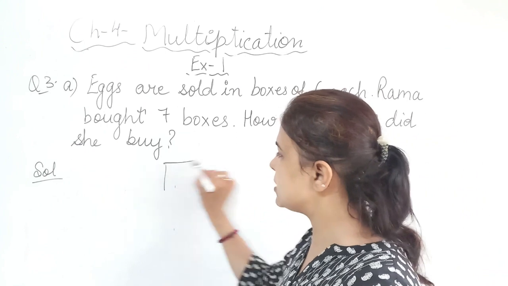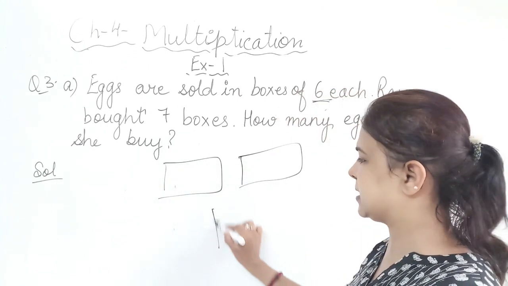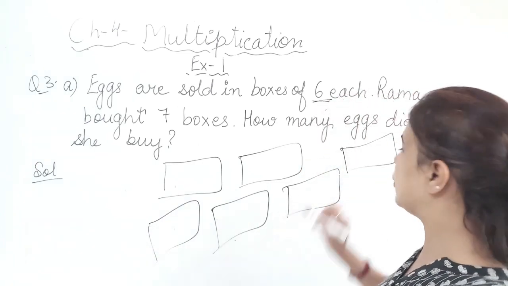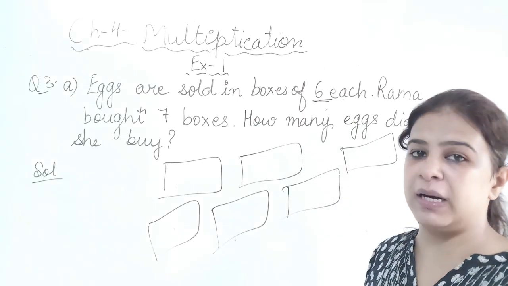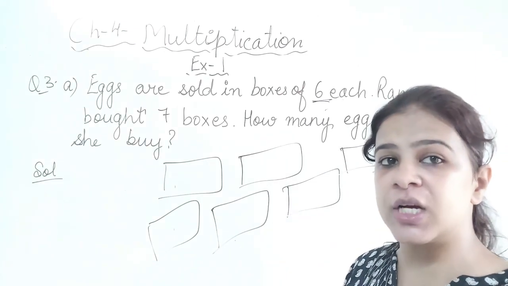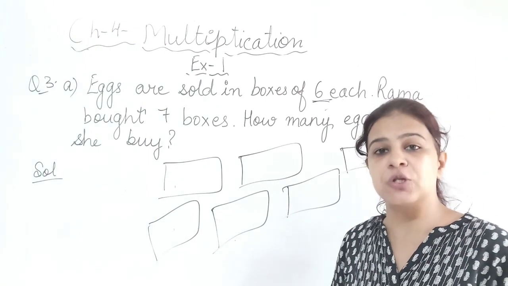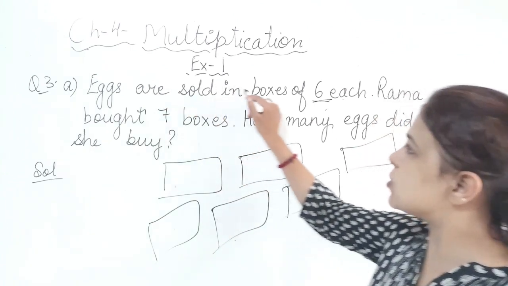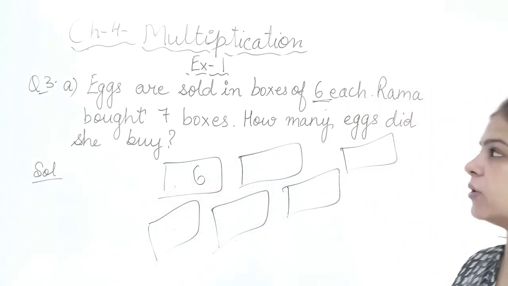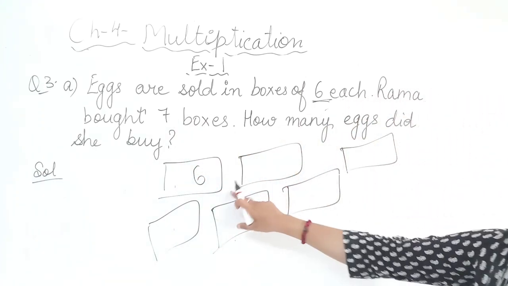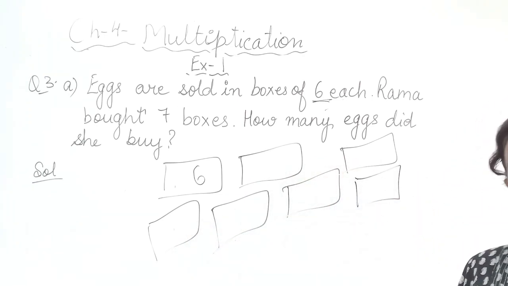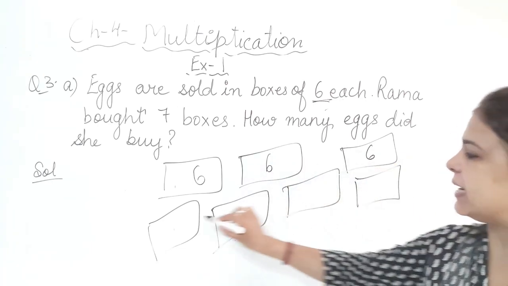Suppose these are the 7 boxes. If you do it like this, you will be able to know what we are supposed to do. Multiply, addition, subtraction. I have already told you, whenever you read the question, the reading with understanding concept should apply. Eggs are sold in boxes of 6 each, means 6 eggs in one box, and Rama bought 7 boxes. 1, 2, 3, 4, 5, 6, and 7 boxes are there, with 6 eggs in each box.